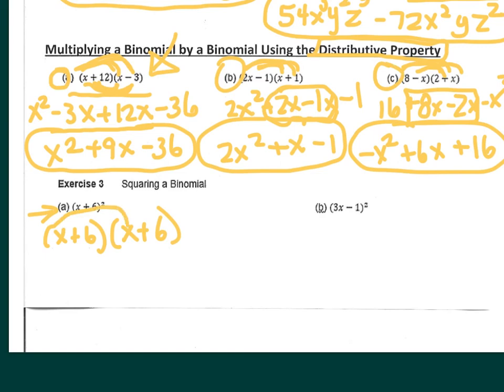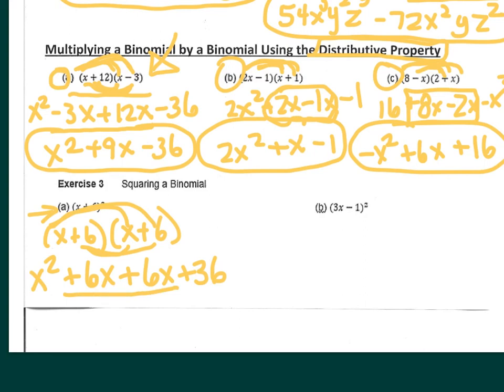X times x gives you x squared. X times 6 gives you 6x. Taking the second term through the second set of parentheses, 6 times x gives you 6x, and 6 times 6 gives you 36. I can combine my two x's in the middle. 6x plus 6x is 12x. You end up with x squared plus 12x plus 36 as your answer.